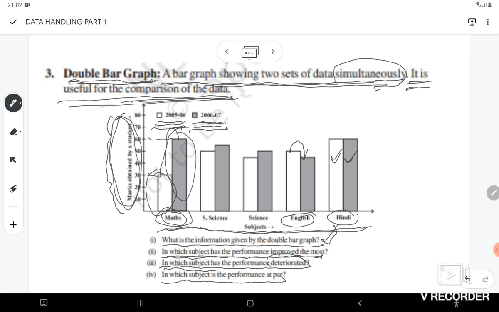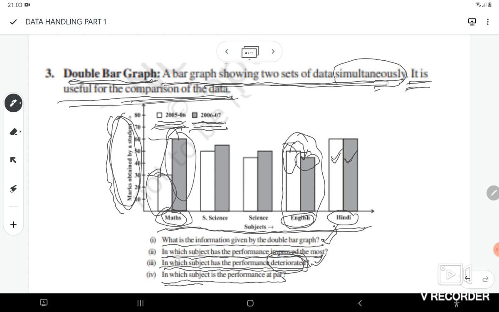Next is, in which subject has the performance deteriorated? Deteriorated means the performance has decreased. So you can clearly see in the English subject the performance has decreased. Initially the marks in English were 60, but now they are reduced to 50. So the performance has deteriorated in English.